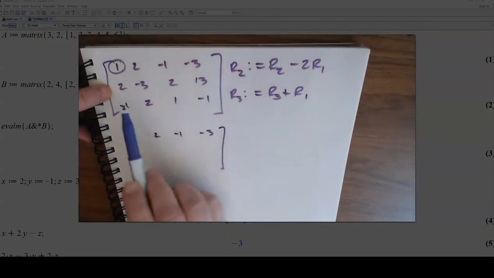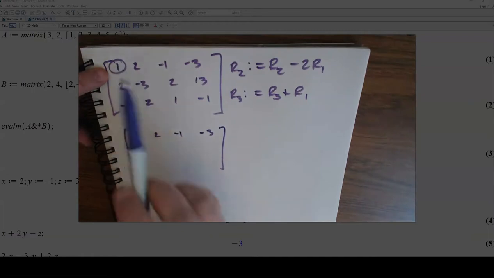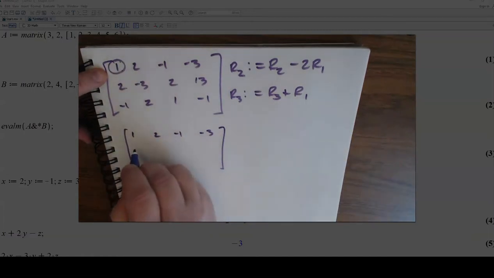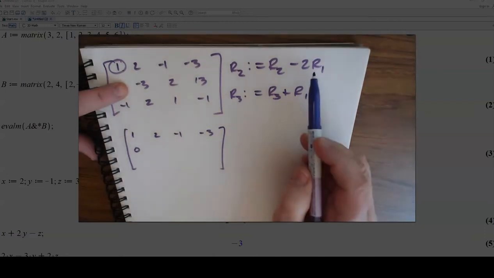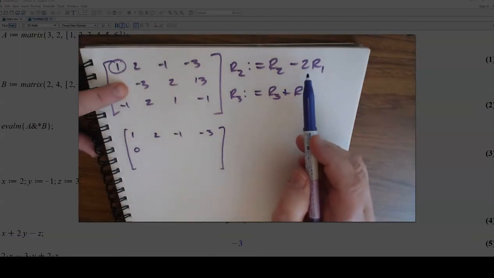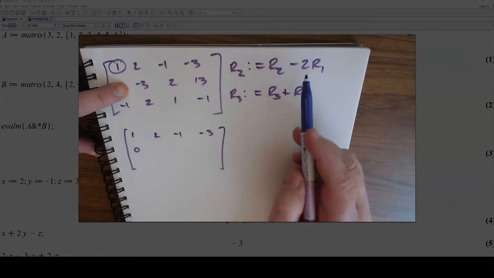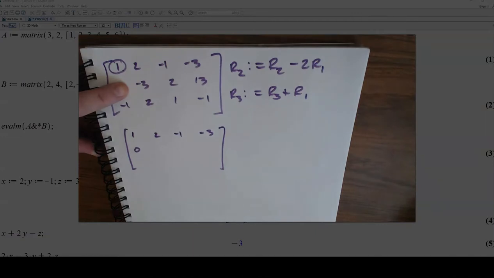So let's see, R2, 2 plus -2, or 2 minus 2. So I get a 0 here. -3 minus a negative 4, so minus 4, gives me the... what is I'm looking at?